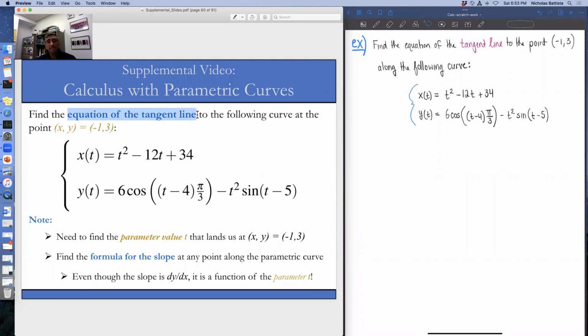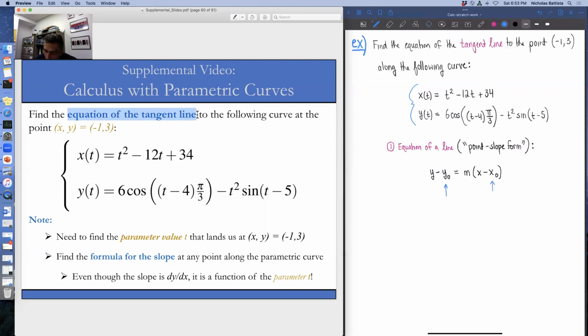Since we're interested in the equation of a tangent line, the first thing I suggest doing in these problems is just writing out the general form of a line. In this case, we can use the point slope formula of a line that says y minus y0, the y coordinate of the point we're interested in, is equal to the slope m times the quantity x minus x0, where x0 is the value of the x coordinate that we care about.